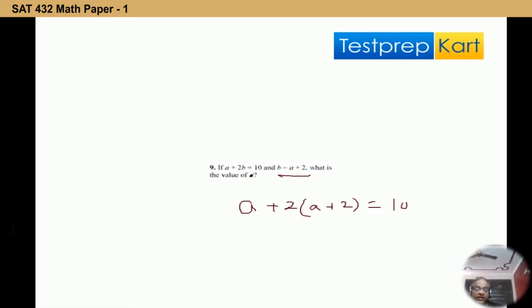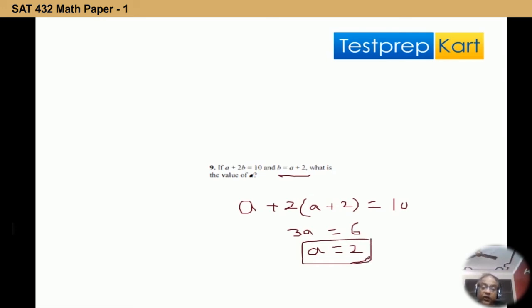Now what is the advantage? The advantage is that this particular equation is now an equation of one variable only. And let's see. So 2A plus A is 3A plus 4. Let's take 4 to the right hand side. That gives me 10 minus 4, that is 6. So A should be equal to 2.